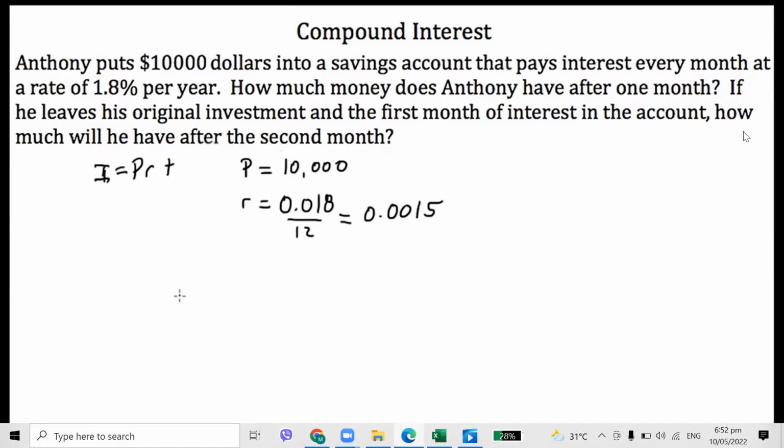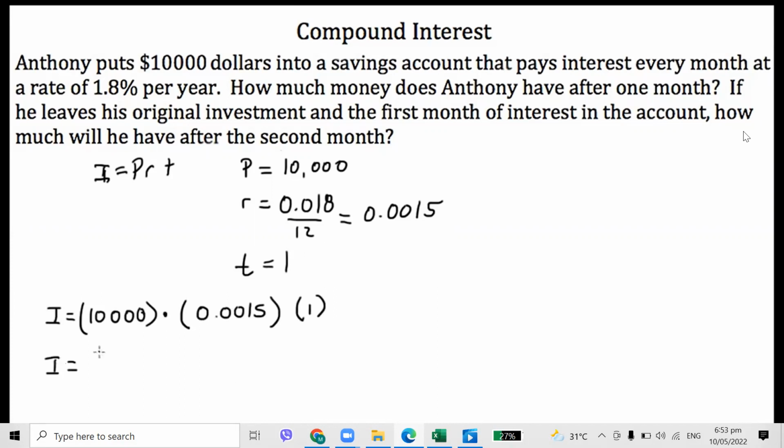Now we're only worried about the first month of the investment, so T is equal to 1, or 1 month. And if we plug all this in, I is equal to 10,000 times 0.0015 times 1. So in the first month, Anthony is going to earn $15 in interest. How much money does he have after 1 month? Well, 15 plus the original 10,000 gets us $10,015.